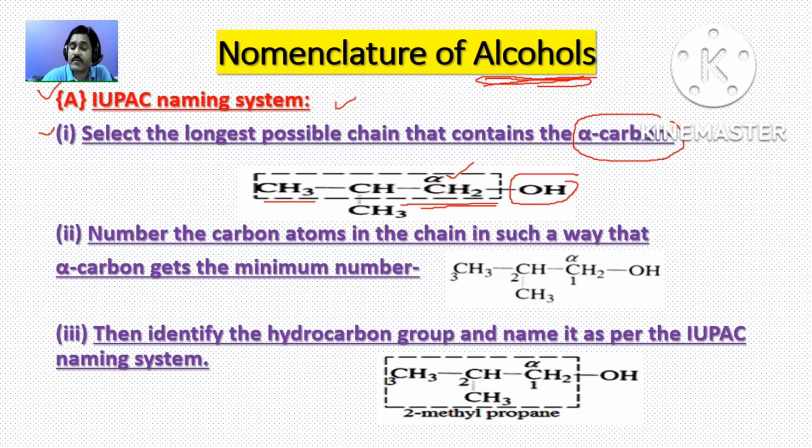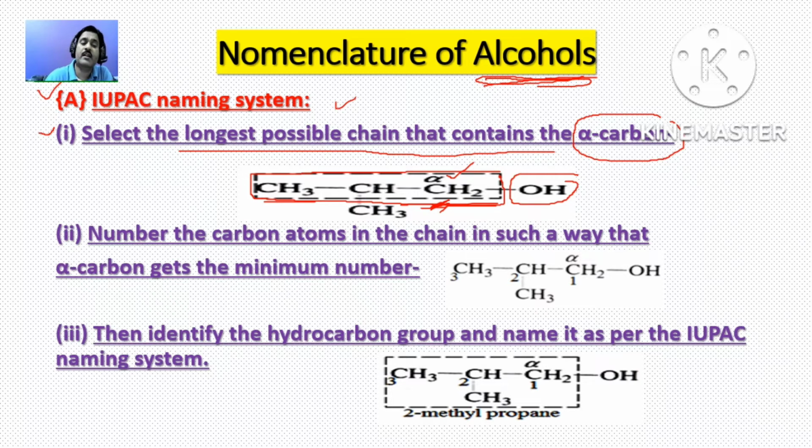So, what is the first rule? Select the longest possible chain that contains the alpha carbon atom. We have to find the longest chain in which the alpha carbon atom is present. That is the alpha carbon atom, and this carbon atom must be in the longest chain. That is the first rule: select the longest chain, and it is necessary to include the alpha carbon atom in it.